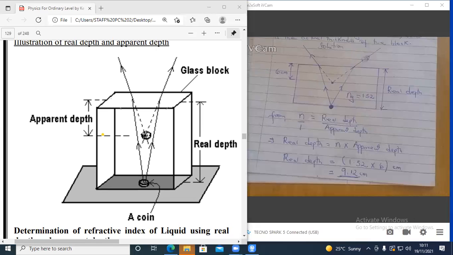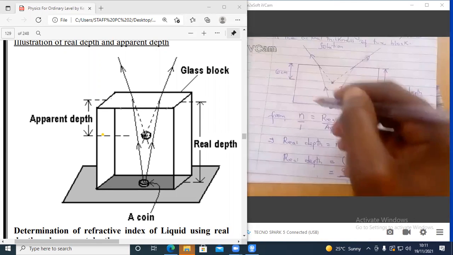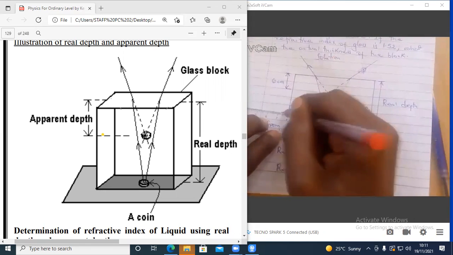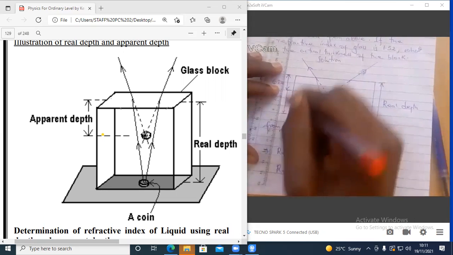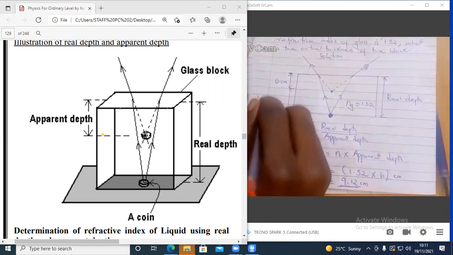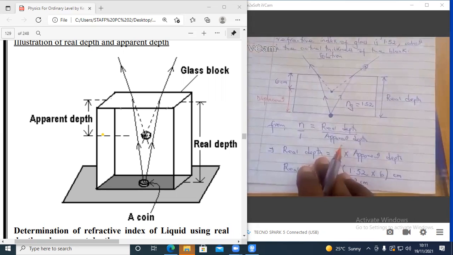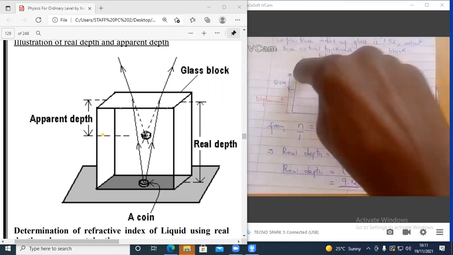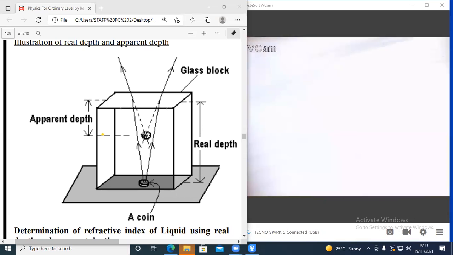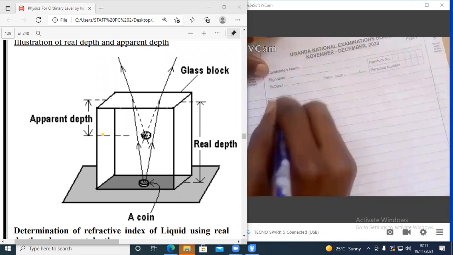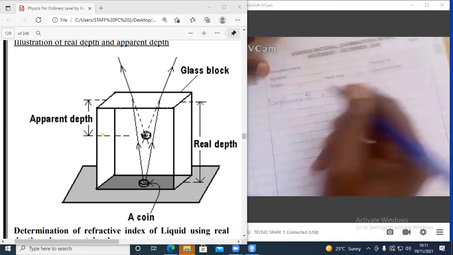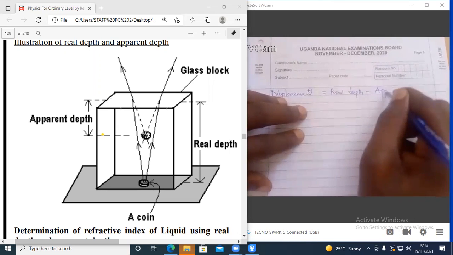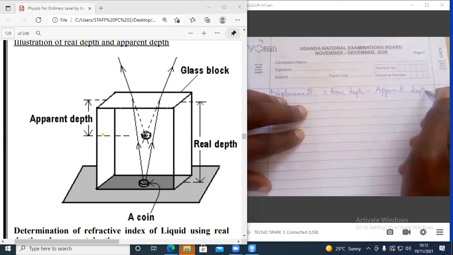What if they were asking for the displacement? What would be our displacement? Displacement is from here up to where the object appears, not so? This is what we call displacement. So displacement is equals to real depth minus apparent depth.